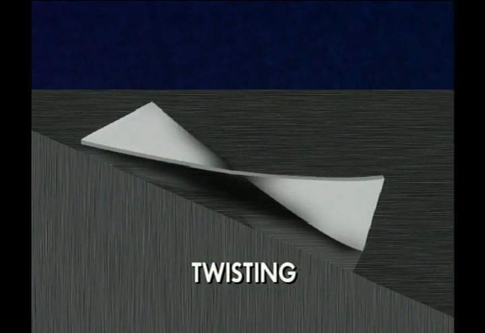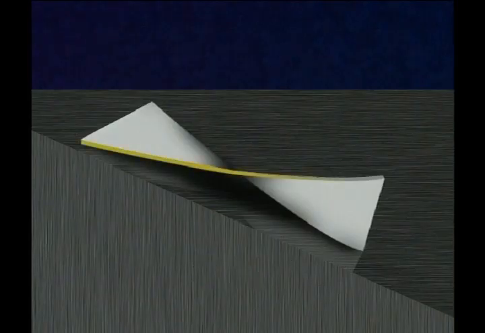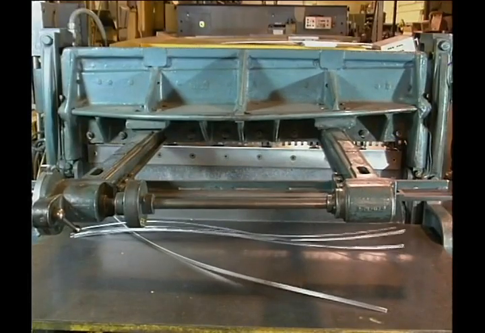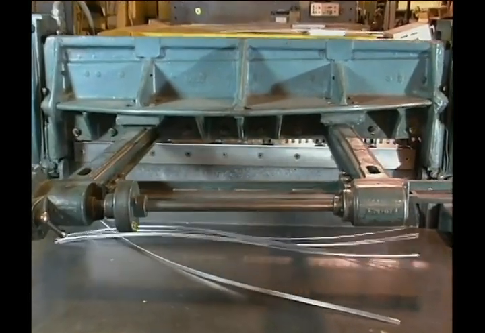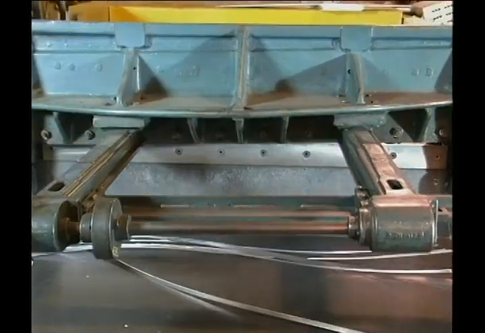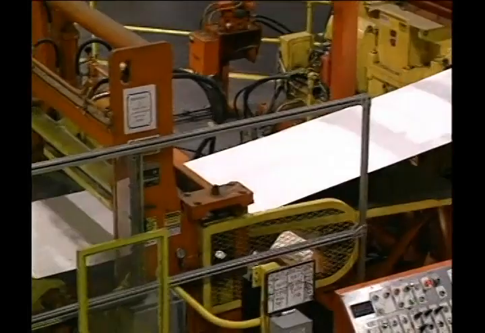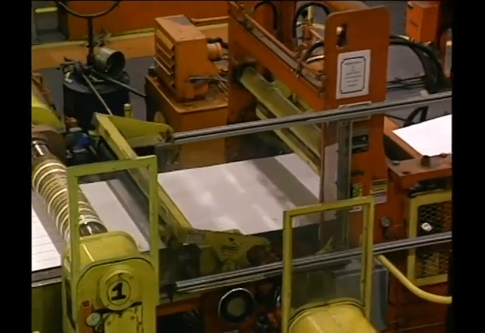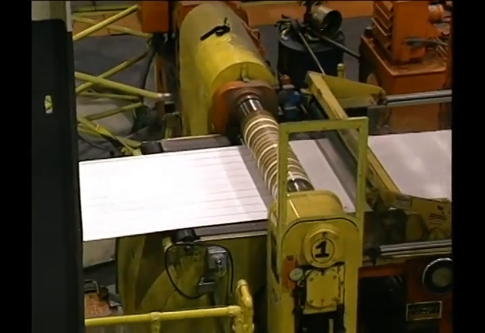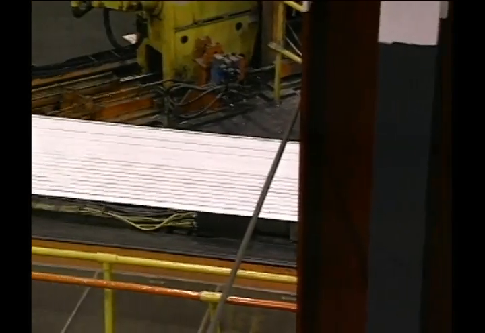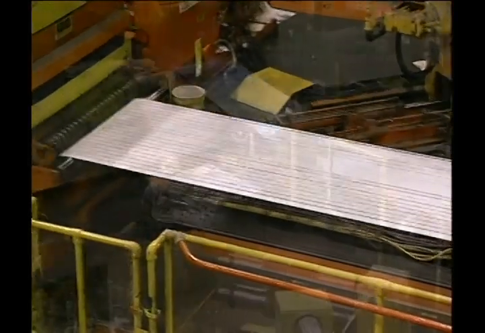Twisting in the sheared material is generally proportional to the rake of the upper knife and to the width of the drop. Narrow strips twist more than wide ones, thick materials more than thin, and soft materials more than hard materials. Slitting is a common process in the coil processing industry and is a shearing process in which wide coiled stock is slit into multiple narrower coils.